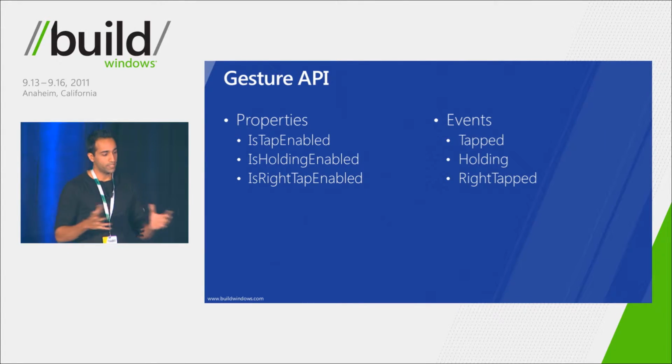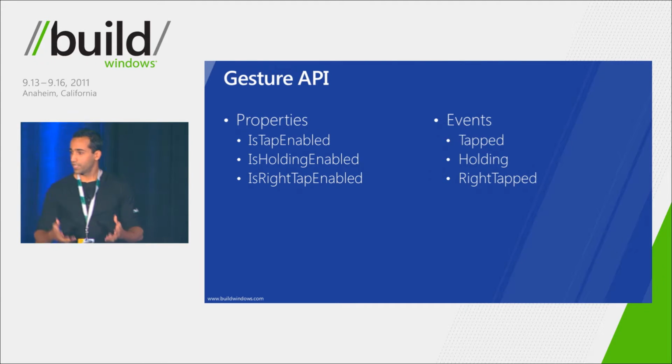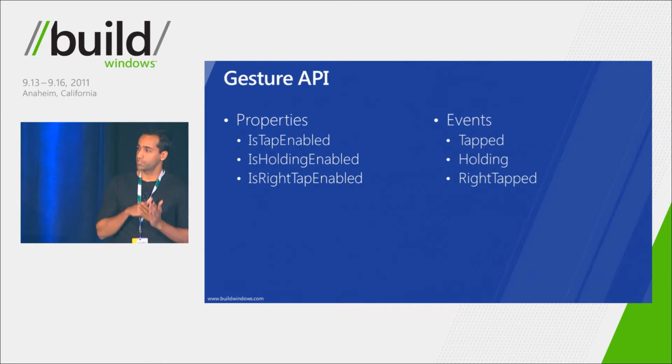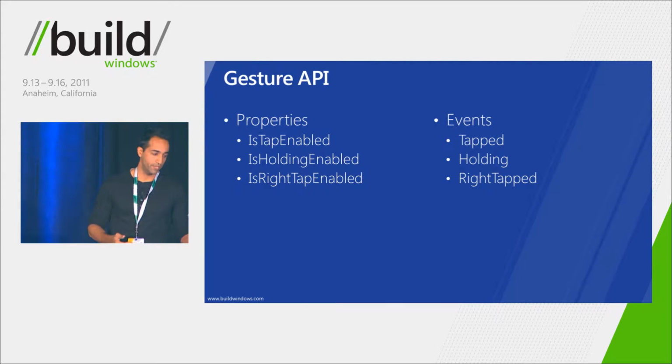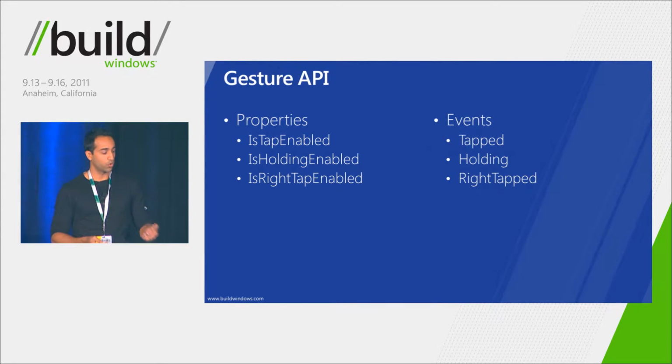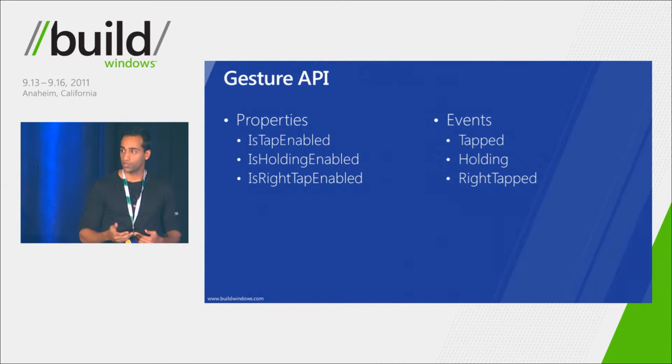Now, all these gesture events are routed events. They go directly to the UI element that received the input. And because Windows 8 is touch first, all UI elements are automatically opted in for gestures. But we have a couple flags here: is tapped enabled, is holding enabled, and is right tapped enabled, to really let you configure what you want to do.